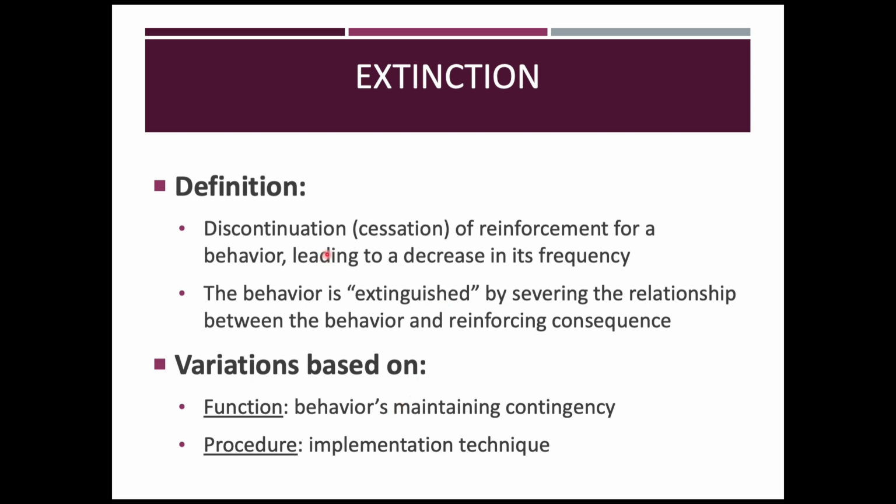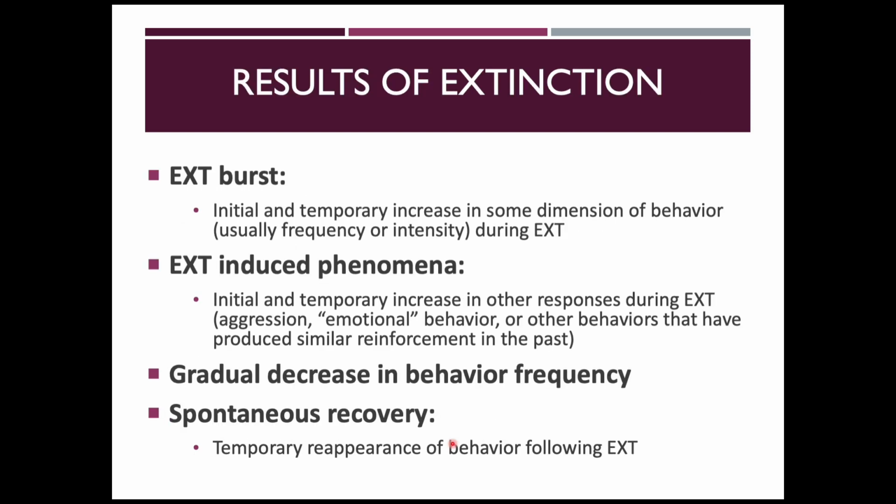If you think of the definition here, if we're going to withhold reinforcement for the problem behavior to implement extinction, certainly we need to know what that reinforcer is. Secondly, there are some procedural differences in what we're going to do or how we're going to implement extinction, either withholding the reinforcer or some other method. So we'll talk about each of those. So obviously the best result of extinction is the gradual decrease in the frequency of the behavior.